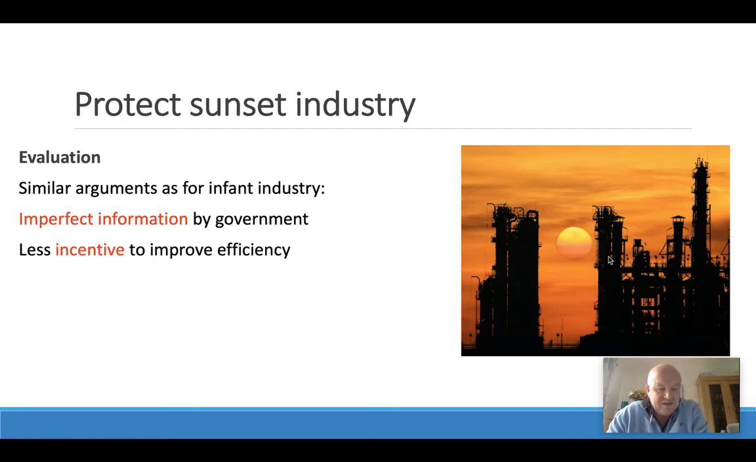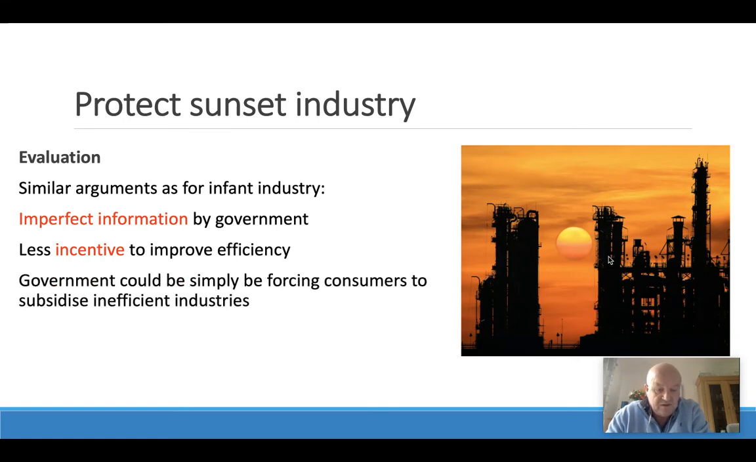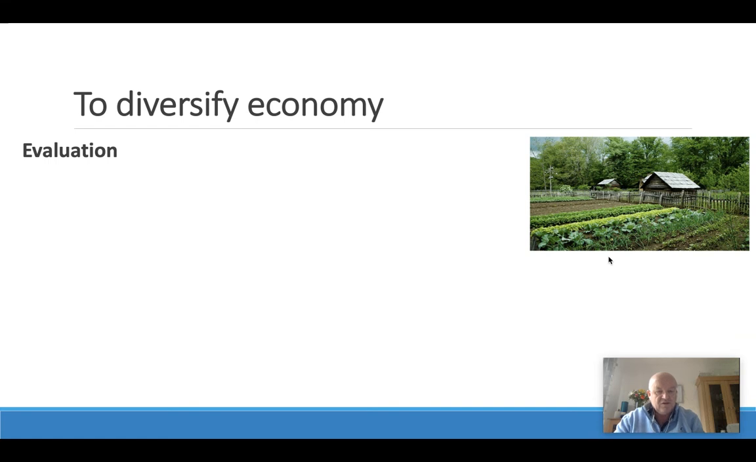There's clearly going to be less of an incentive for businesses to improve efficiency, particularly if they're being protected, and the government could simply be forcing consumers to subsidise inefficient industries, which clearly isn't going to be good for anybody in terms of allocation of resources.